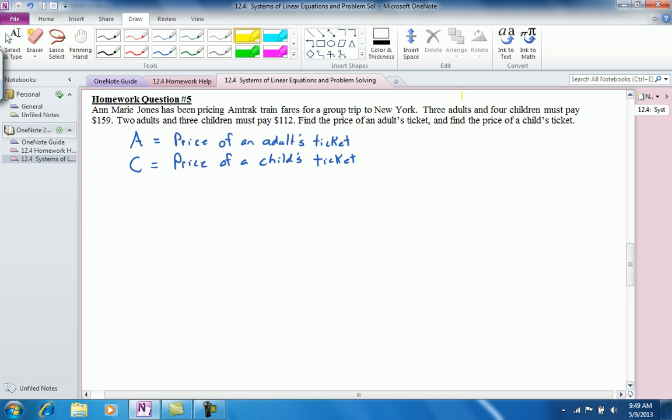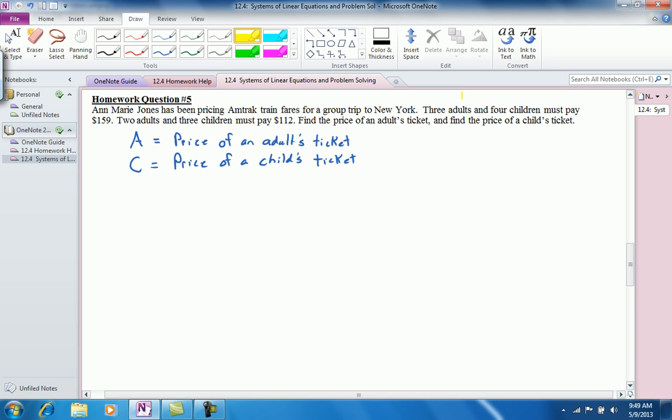So the two things we're trying to find are the price of an adult's ticket and the price of a child's ticket. If you'll notice, I made variable assignments to let A be the adult ticket price and C be the child's ticket price. I could use X and Y, but A and C are a little more descriptive for this particular problem. Now, I go back to my word problem. I'm dealing with a system. I know that I should be able to derive 2 equations from this word problem.